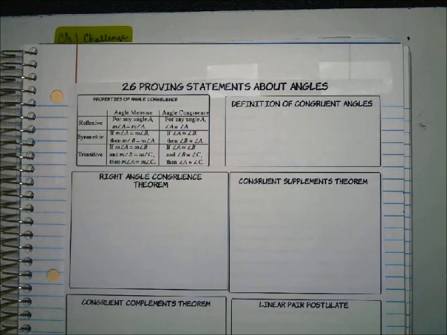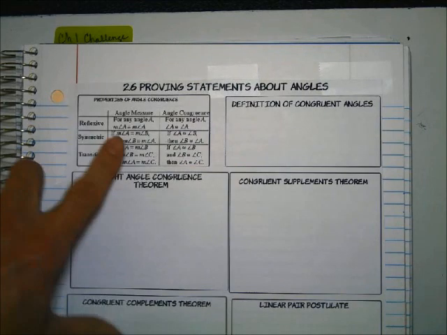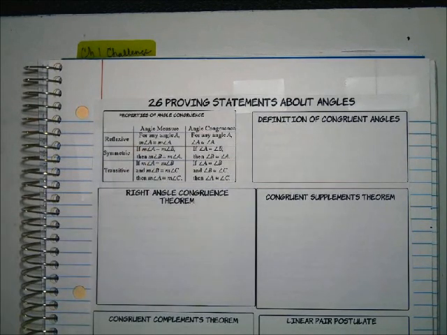Postulates, we don't need to prove. Definitions, we don't need to prove. But the theorems we do. So we're going to start off first with some properties. Properties are like postulates and definitions. You do not have to prove them.